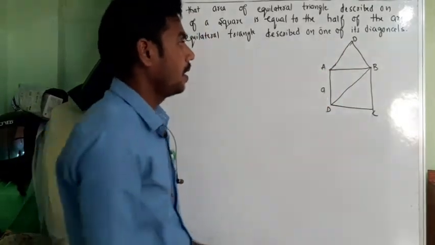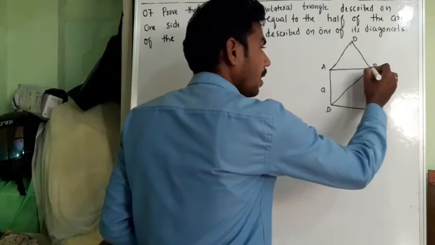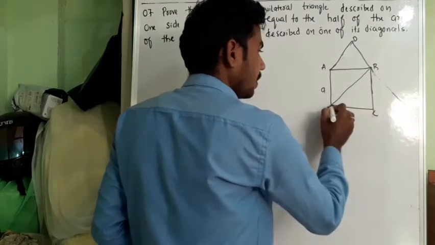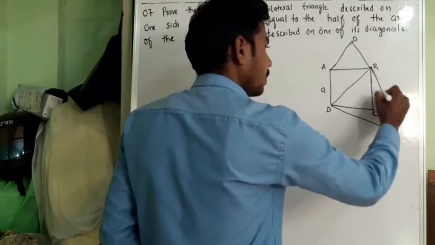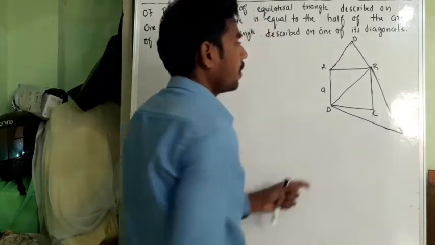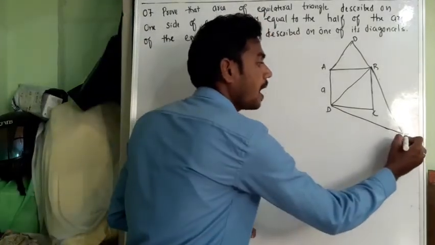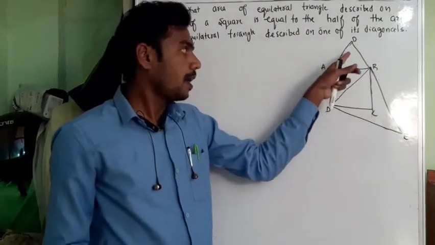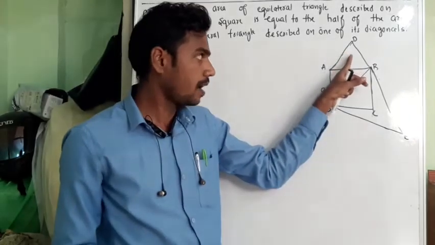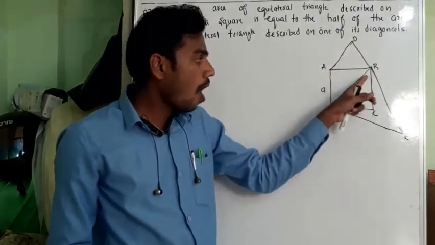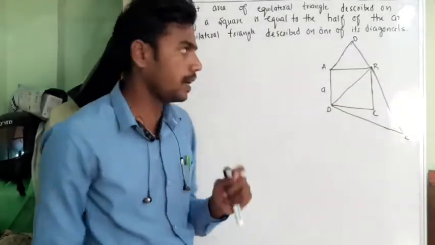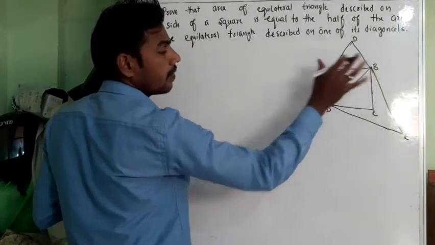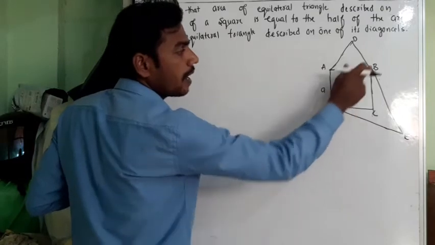Its area is half of the area of the equilateral triangle described on its diagonal. There is a diagonal, so the area of this equilateral triangle is equal to half of the area of this triangle. We need to prove that. So one equilateral triangle we defined on one side of the square, and the other triangle we defined on the diagonal.